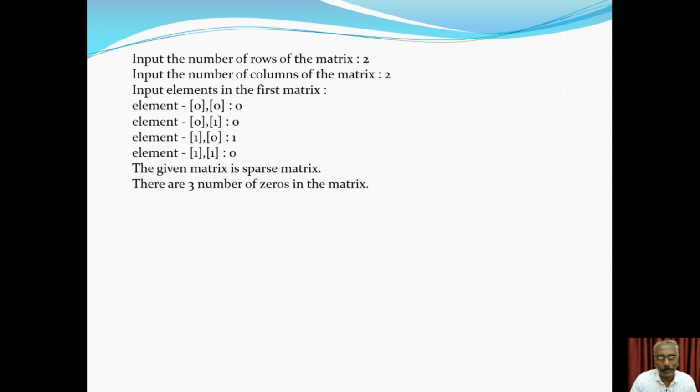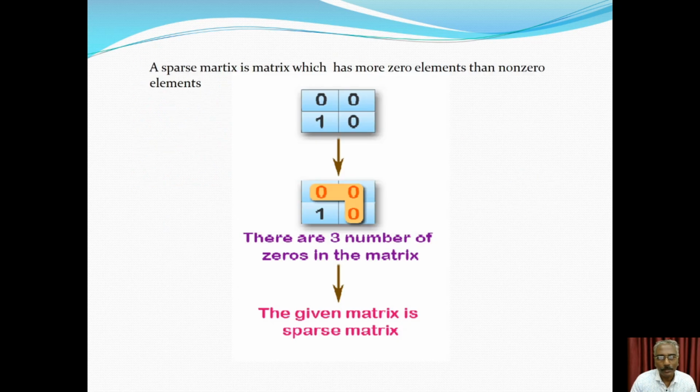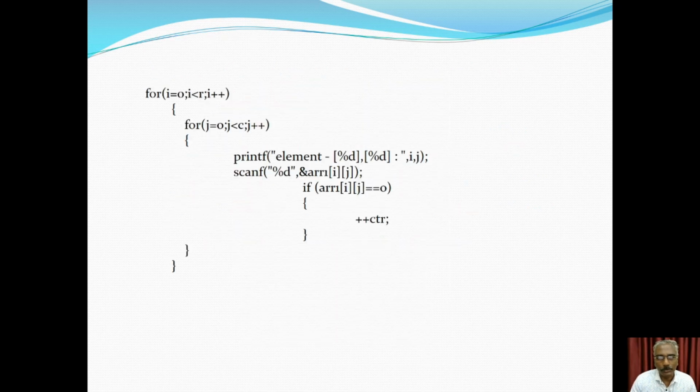So what is the application of this sparse matrix? You can utilize the memory space, and the computation time will be reduced. It is applied in natural language processing and machine learning. In all these kinds of technologies, we are using the sparse matrix. A sparse matrix is nothing but a matrix which has more 0 elements than non-zero elements. So thank you for viewing.